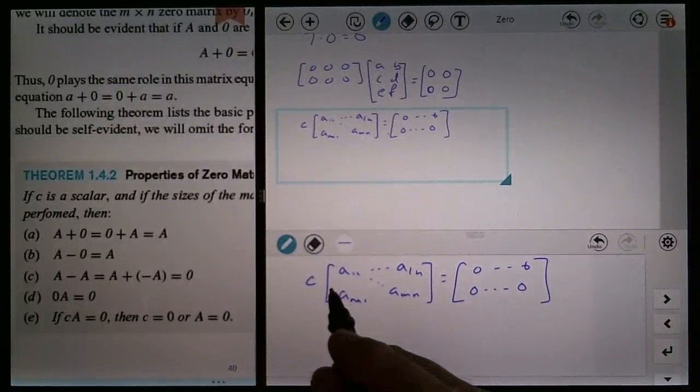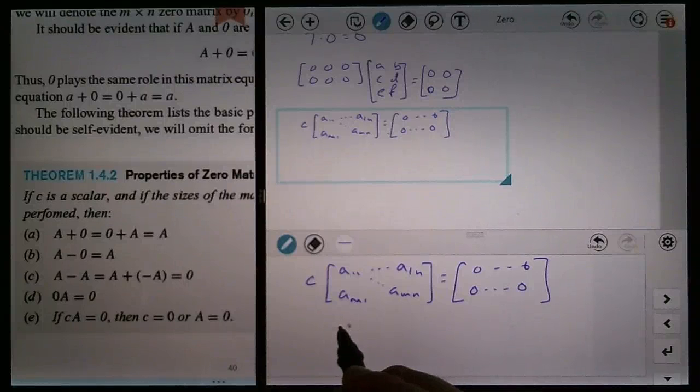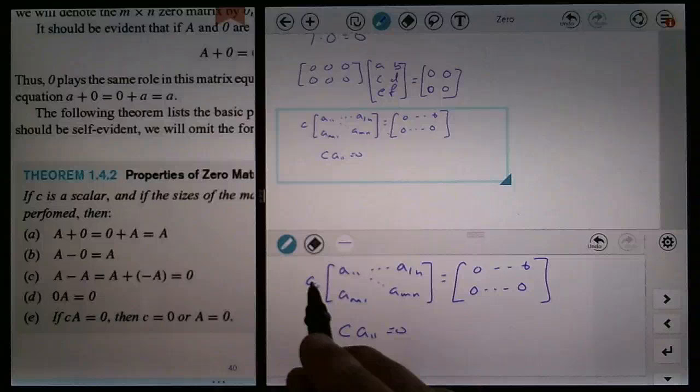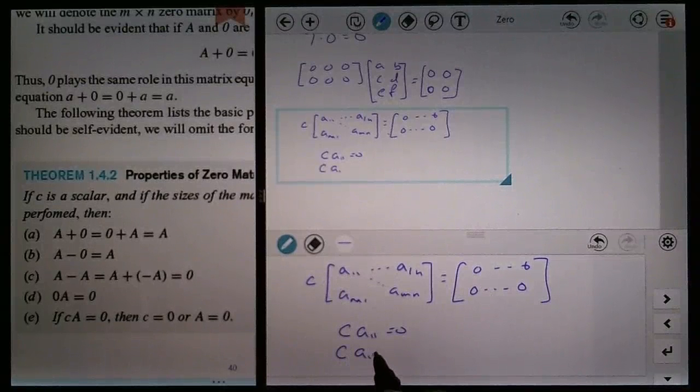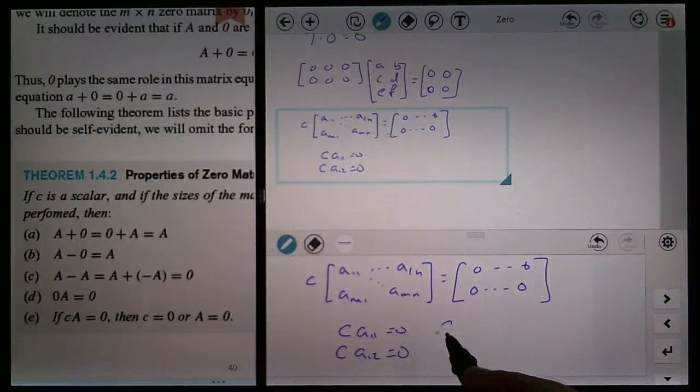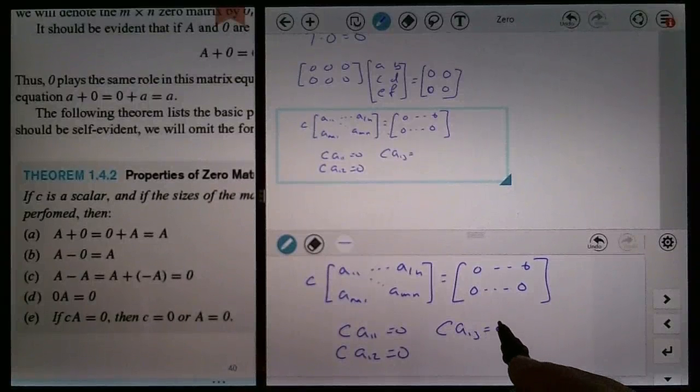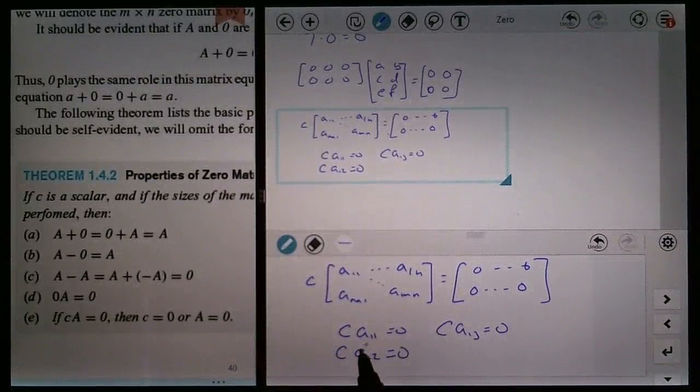Well, that's telling me that CA11 is going to be 0, because that would be the first entry here. And then CA12 is going to be 0, and C times A13 and so on has to be 0. Well, this is now a product of real numbers, and we know that for real numbers, if you've got a product of two things, this and that, equaling 0, then one or the other has to be 0.